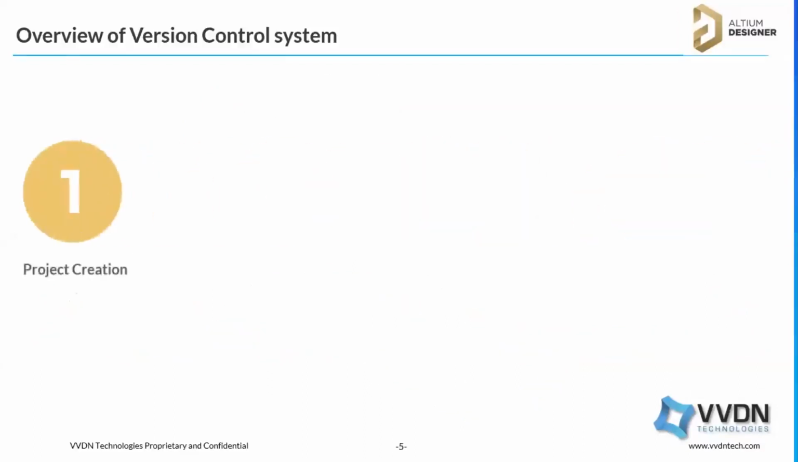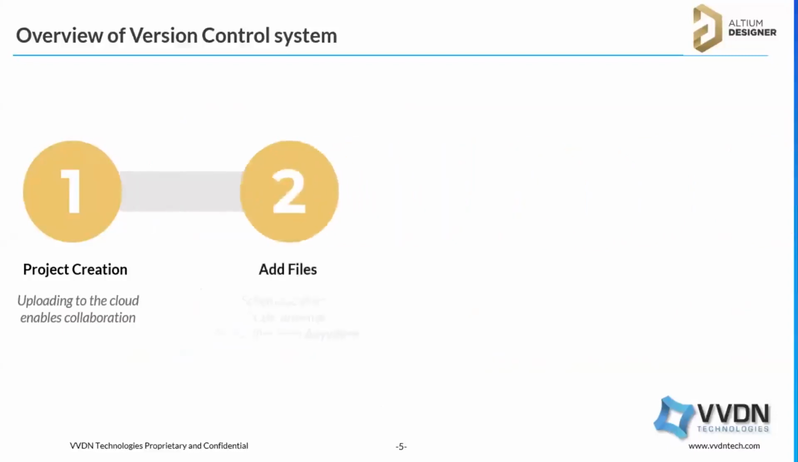Another workflow: we can add the projects into the cloud. We can create a project with version control, either on the cloud or on your local server repository. Then we add the files under the project, like the schematic sheet, PCB, and output job files. That also will come under version control.